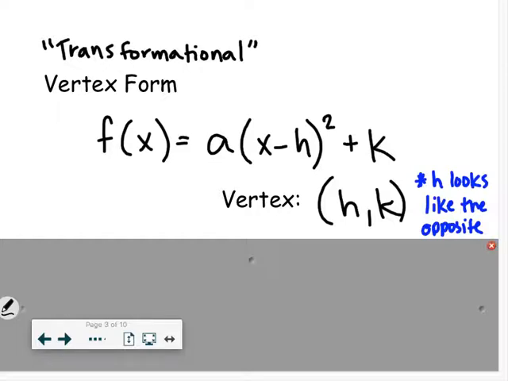And the reason why that is, if you go back to this vertex form, see at the very beginning you're putting a negative in front of it. So if I drop in a positive 2, then it looks like x minus 2.